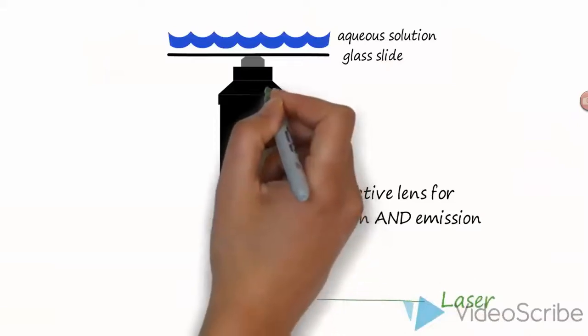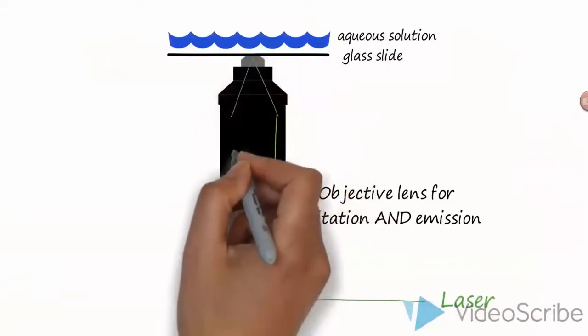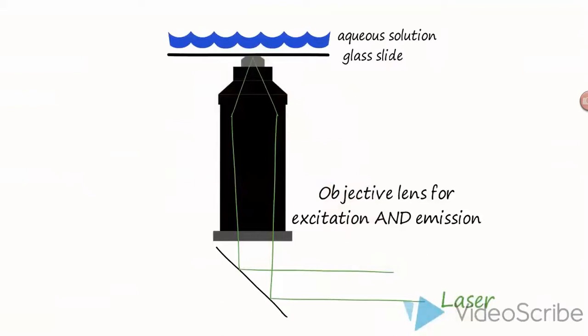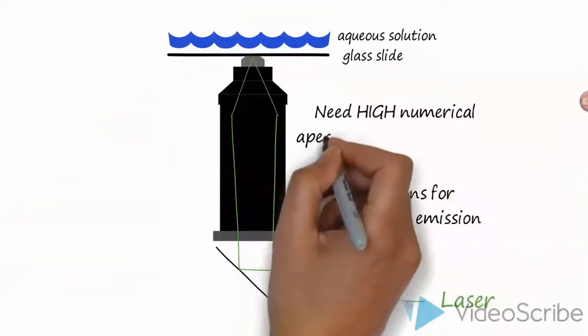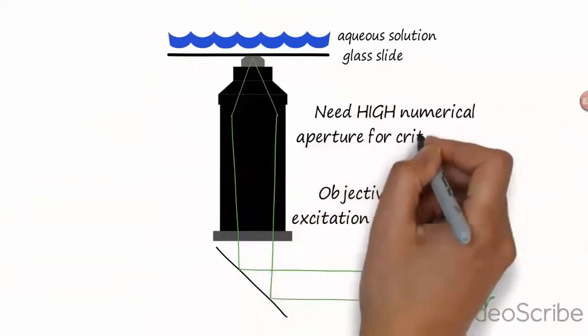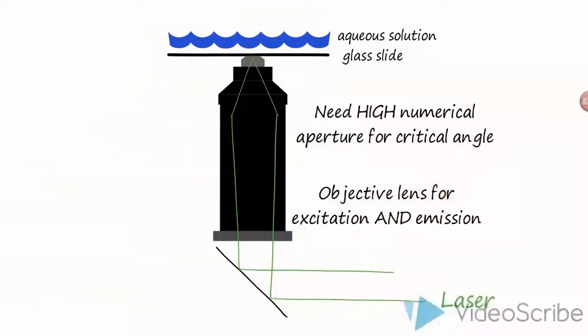Excitation light enters the objective lens off-center so that it can be sent at an angle to hit the glass-water interface. Because the critical angle of glass and water must be exceeded, O-TURF only works if the lens has a high numerical aperture of at least 1.34.